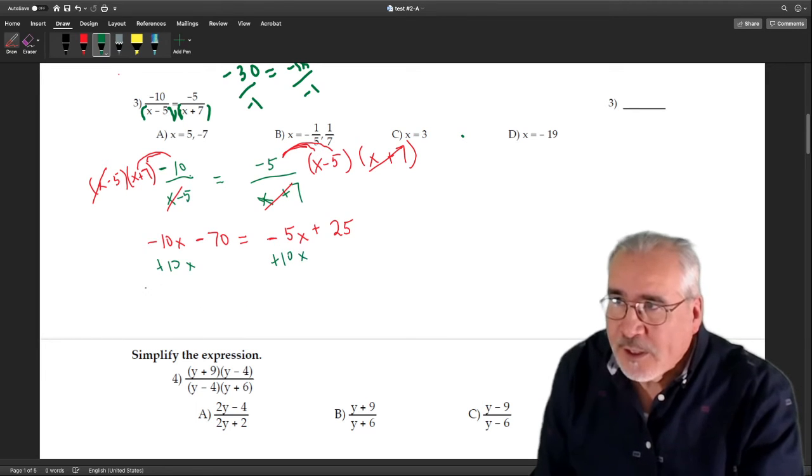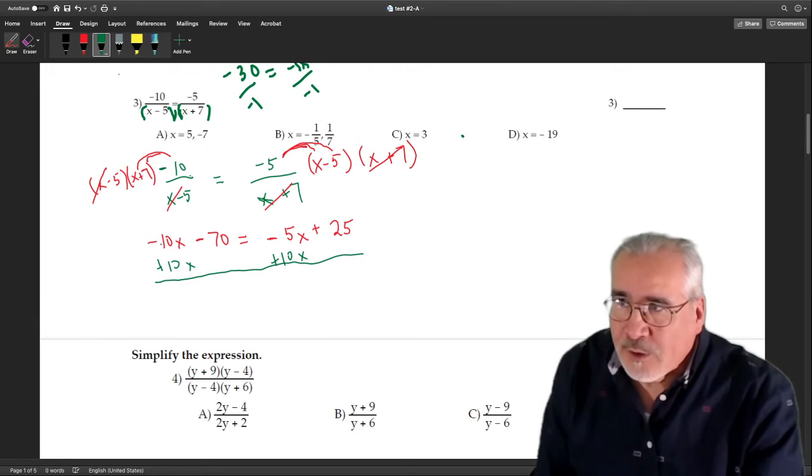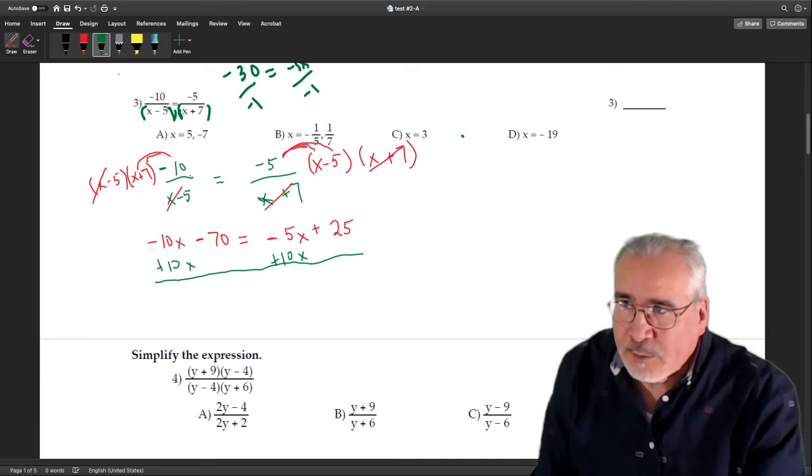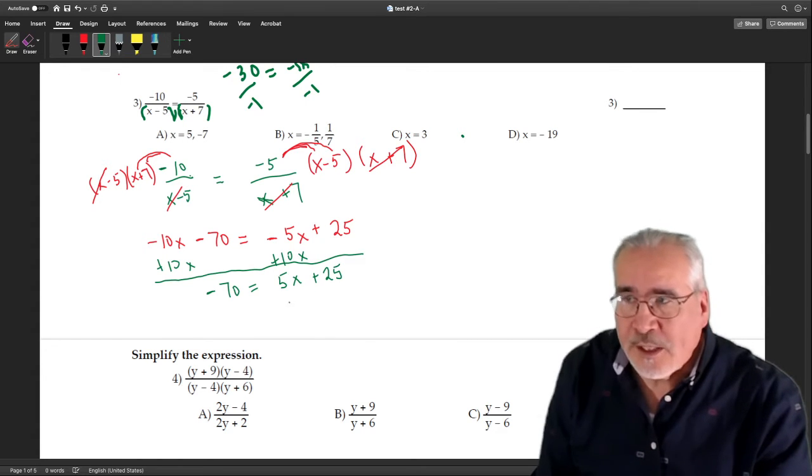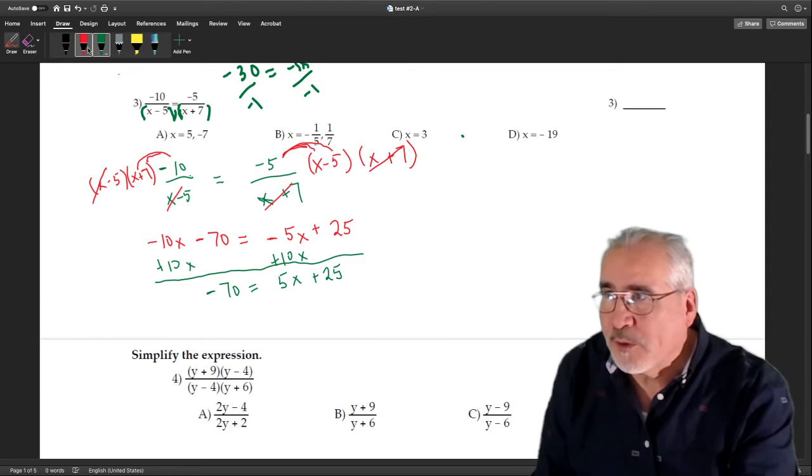sides. And so negative 10x plus 10x, that's 0. So on the left side, all that's left is minus 70. The right-hand side, we got negative 5x plus 10x. Those are like terms. Leaves us with 5x. And then plus 25. Now we've got the x on one side. So let's get the x by itself. We will subtract 25 from both sides.